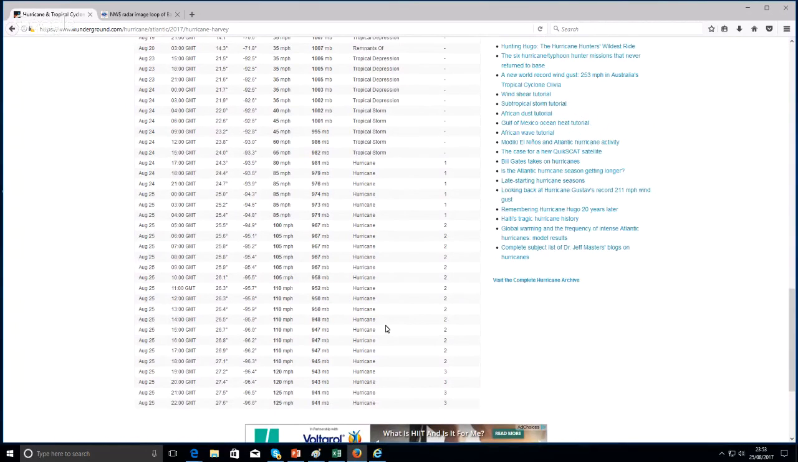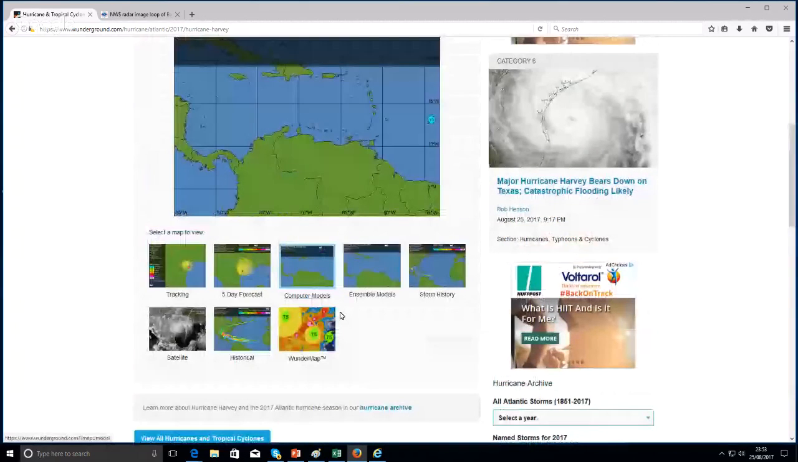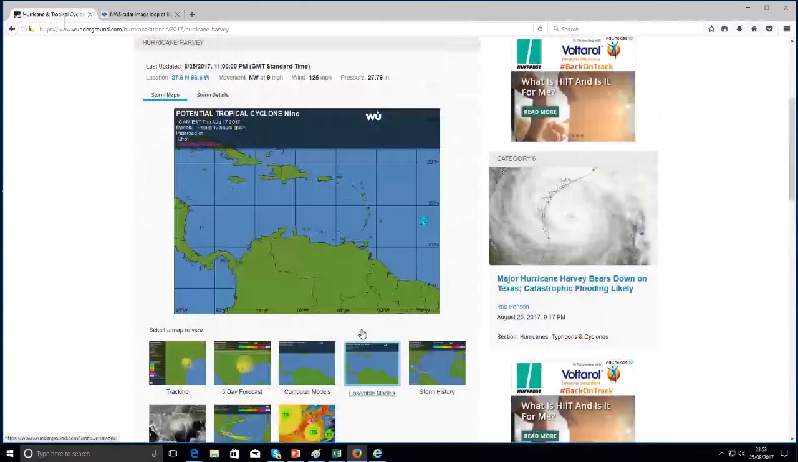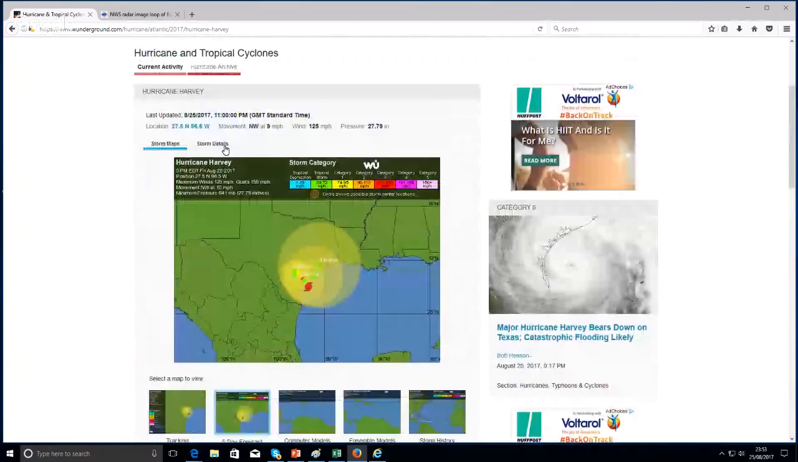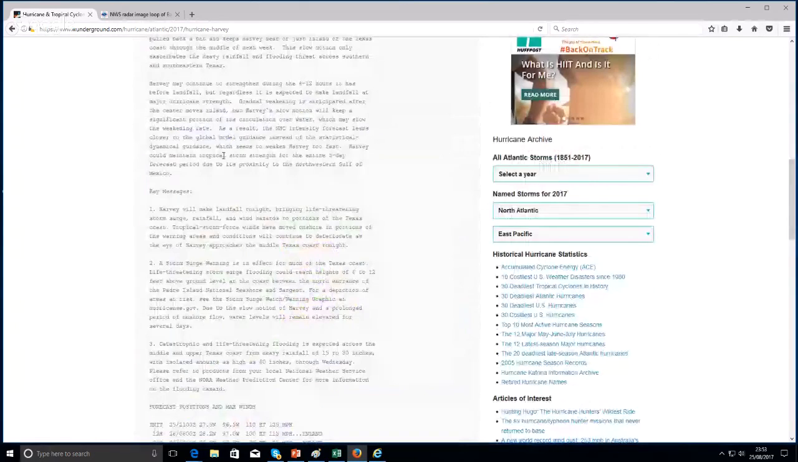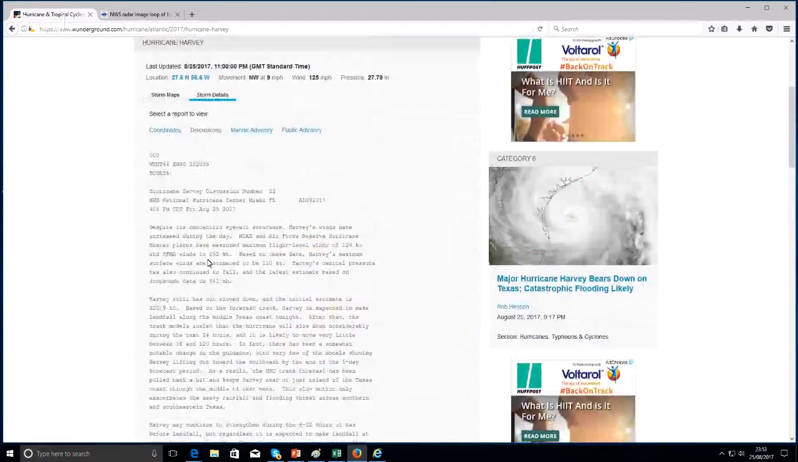I'll have a look at the computer models. Okay, that's not working in some models. Not all of this is perfect, of course. 5-day forecast. Storm details. Okay, here we go. So this is NOAA's storm forecast. What they're saying is that Harvey's central pressure will continue to fall, and the latest estimate based on dropsonde data is 941 millibars. So that's a very significant system.